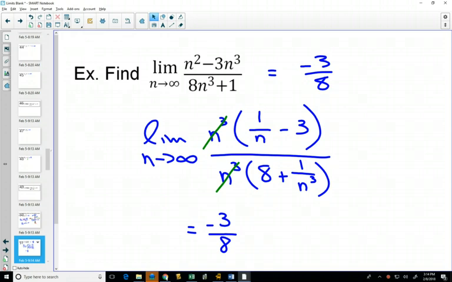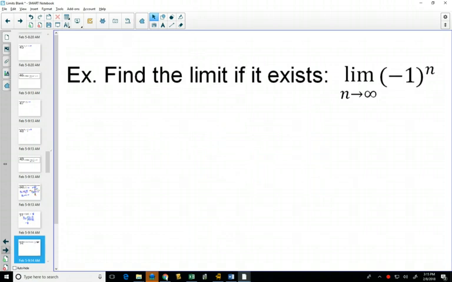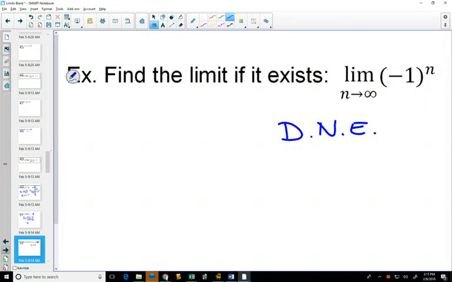How do you do the next one? You have one of two options. Can you see that it alternates between being -1 when it's odd and +1 when it's even? So this one does not exist. It has to come to a single value, and it's not possible. Undefined, does not exist. It's fine.